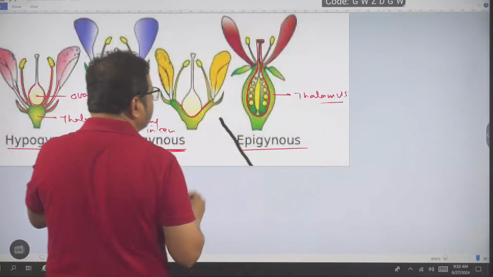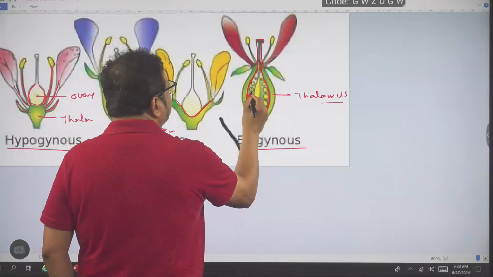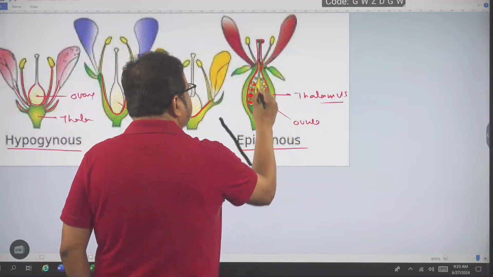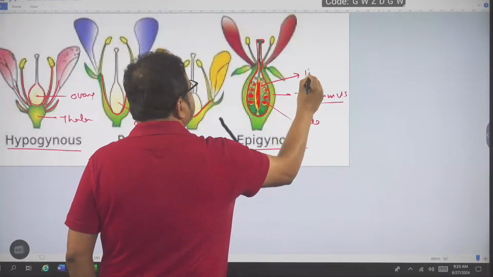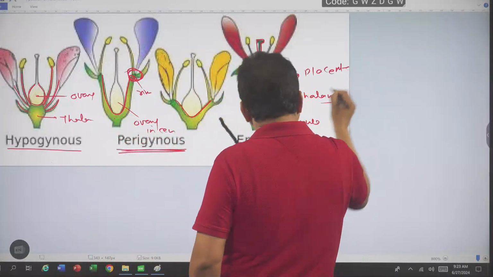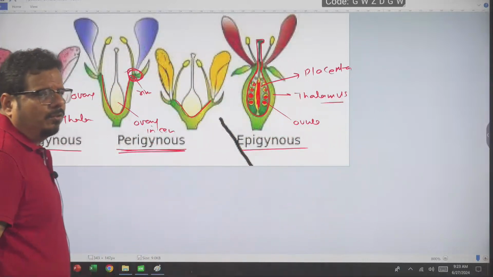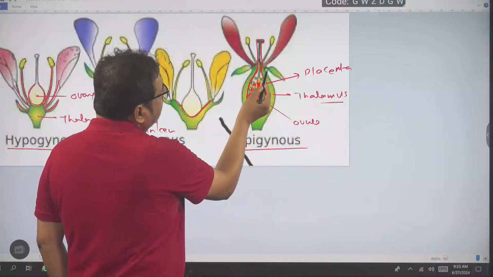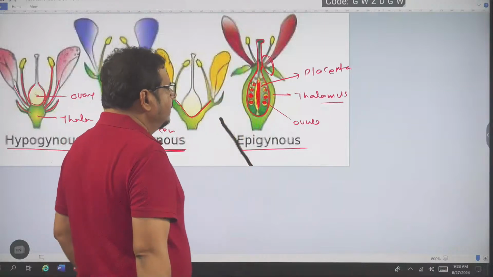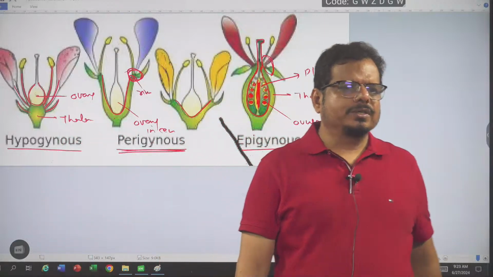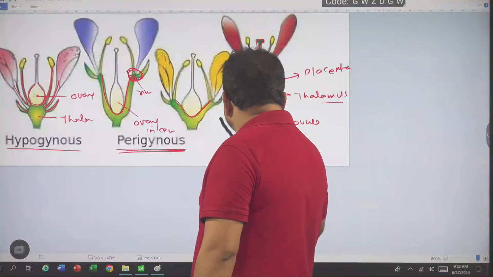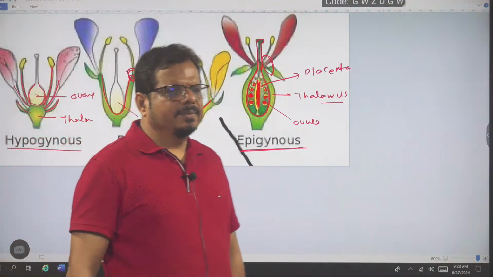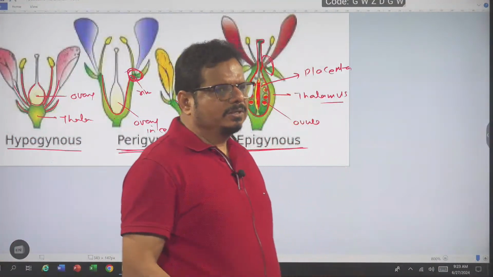Thalamus fuses with the ovary. These yellow color structures are what? Ovule. I make it red. This is ovule. And where it attaches here, this one is called what basically? Placenta. So what you are finding? Thalamus is going to fuse with ovary. And when it fuses with ovary, ovary comes in the lowest position and remaining floral leaves arise above the ovary. So here ovary becomes inferior in lowest position, and that is the reason we are saying this condition is basically epigynous condition. Examples are guava, cucumber, and ray florets of sunflower.